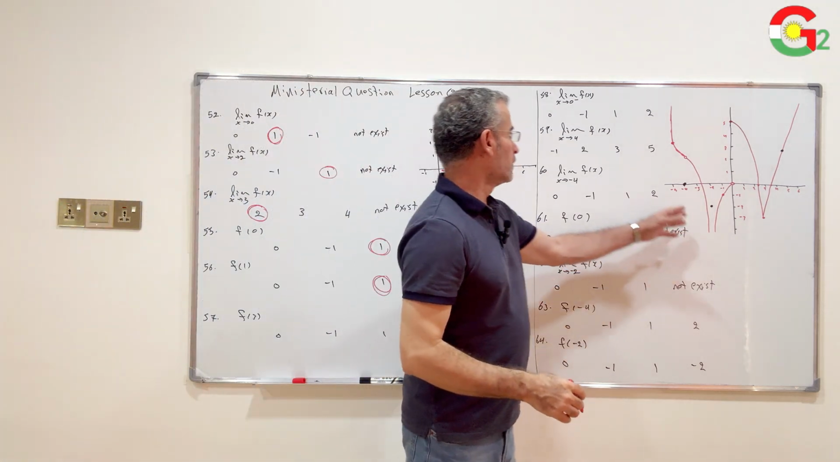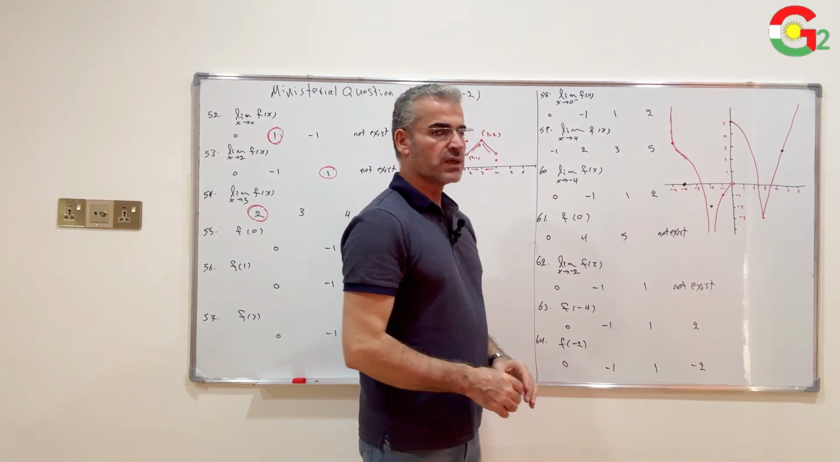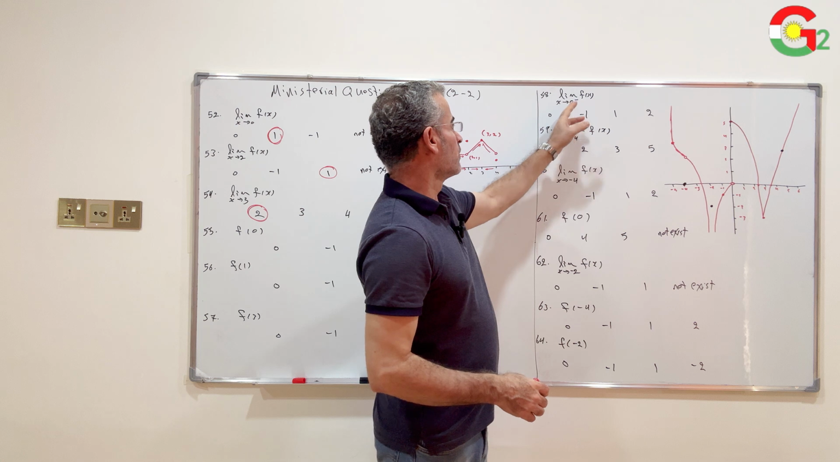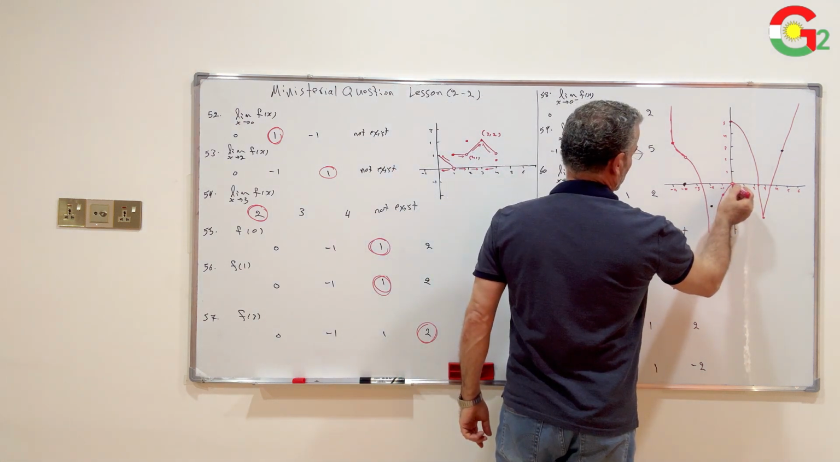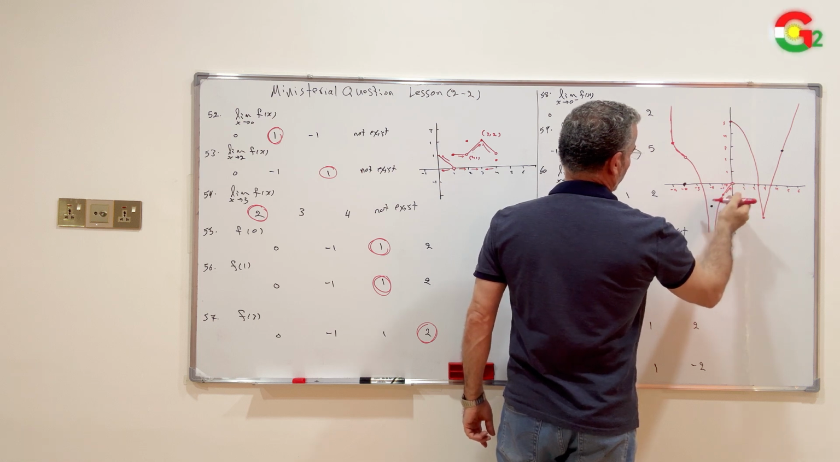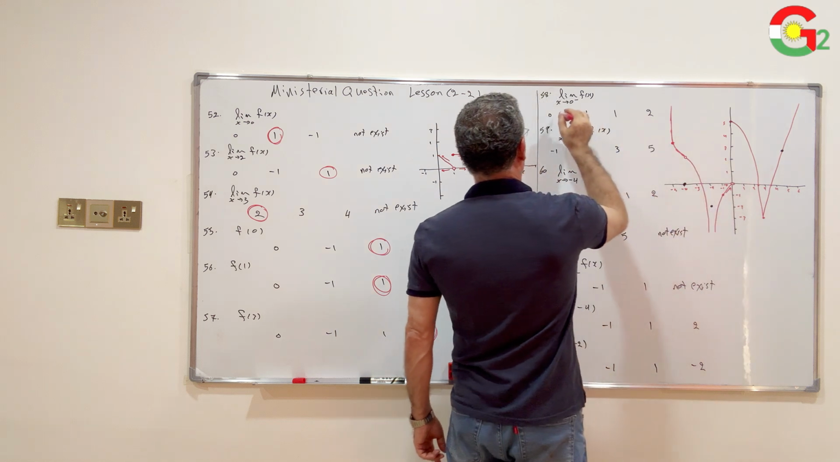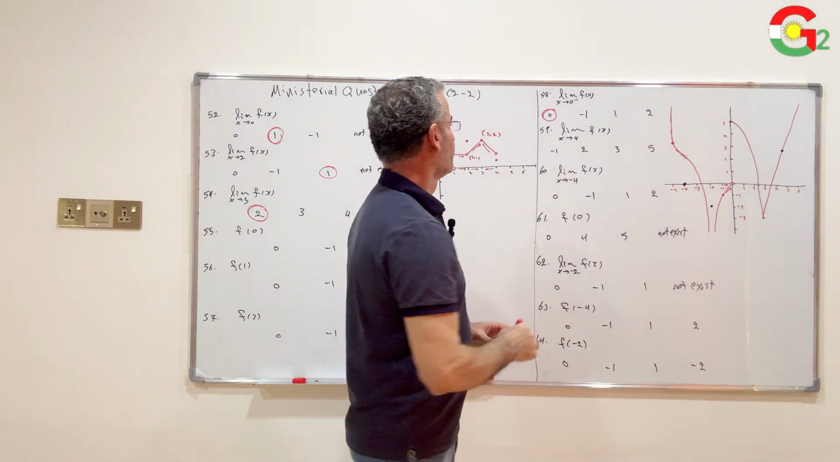Use this graph to answer questions 58 to 64. Limit f of x when x approaches 0 from the left. This is 0, this is the left of 0. When x approaches 0, f of x approaches this point, the origin, (0, 0). Then the right choice is A.